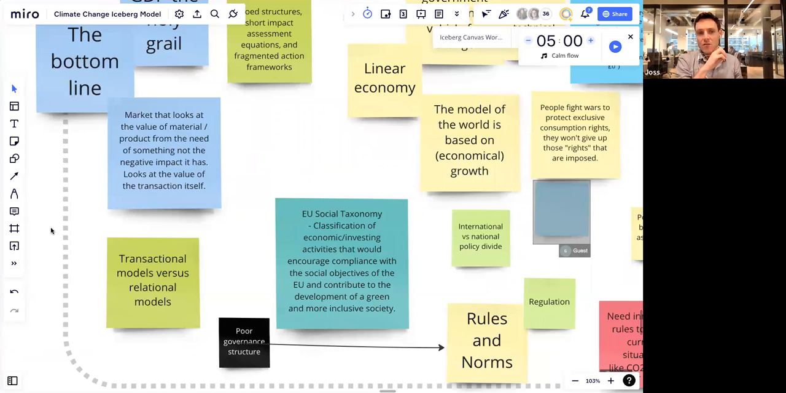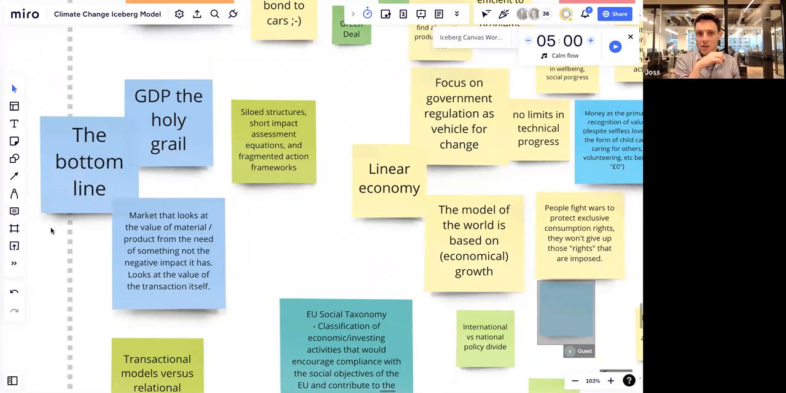transactional model versus relational model. The bottom line, GDP, the holy grail, markets that look at the value of materials, products from the need of something, not the negative impact it has. Look at the value of the transactions. Yeah, the value models, the structure of these, and the accounting systems are not really working in many ways. Siloed structures, short impact, and institutional structures are siloed, and the recreation of the wheel in these different silos, so that our resources aren't really adding up to something greater.